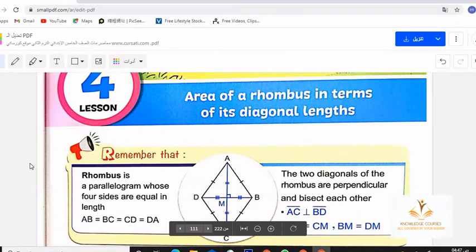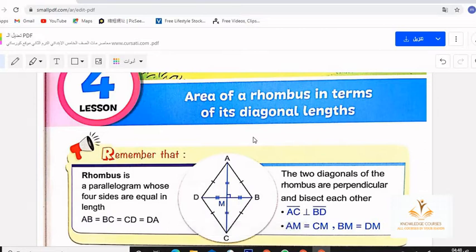Let's see the area of a rhombus. A rhombus is a parallelogram whose four sides are equal, يعني كل الأضلاع بتاعته متساوية. معنى كده AB equal BC equal CD equal AD.